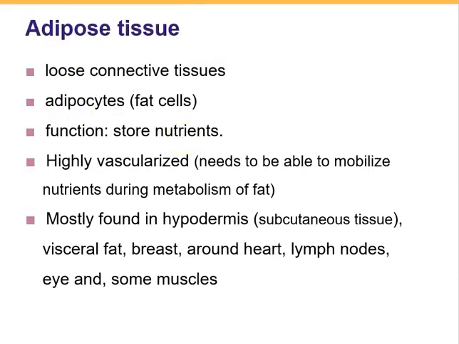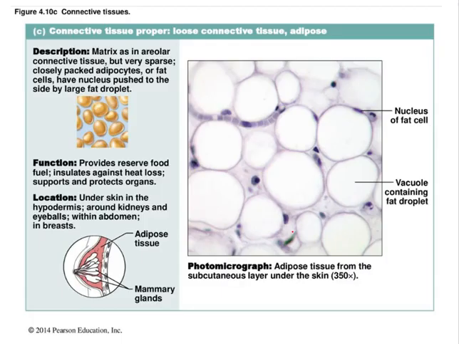Okay, so adipose tissue, we know it's a type of loose connective tissue. The cells of adipose tissue are called adipocytes or fat cells, which store nutrients like lipid. They are highly vascular, as we talked about, and are also found in the hypodermis or subcutaneous tissue, the tissue under the skin.